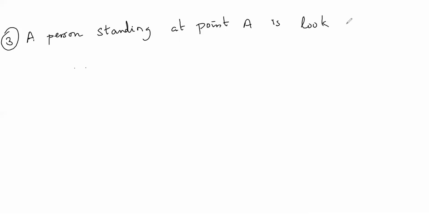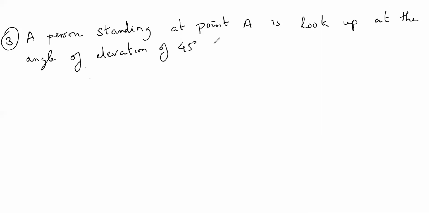So the third example of this kind. A person standing at point A is looking up at an angle of elevation of 45 degrees to the aeroplane, which is at a height of 100 meters.